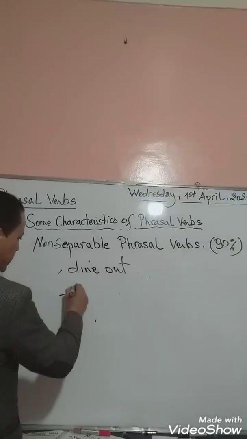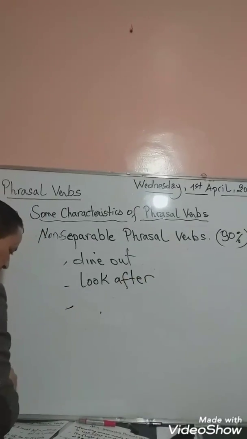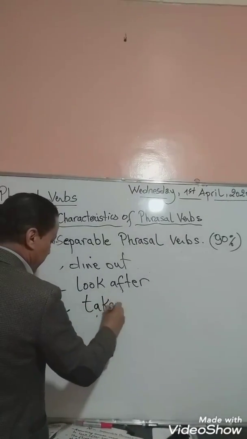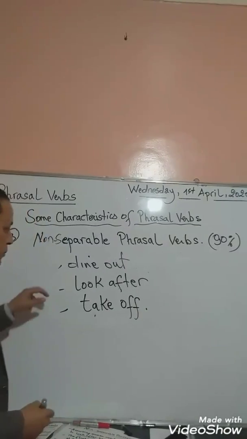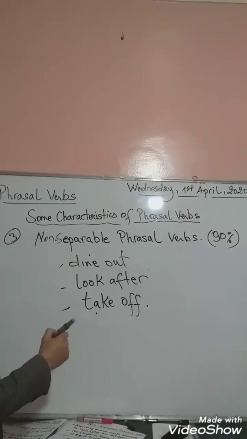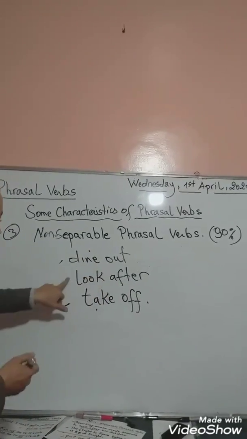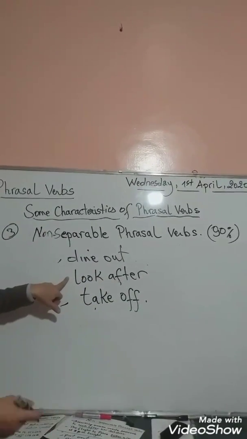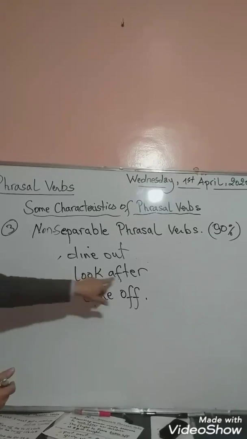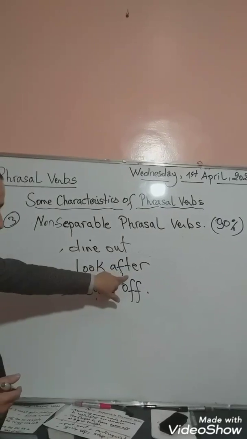Look after. We'll give an example. Take, for example, take off, in the second meaning of take off. For example, you can just say, today we're going to dine out. There is no way that you can separate the verb from the particle. For example, she is a working career woman, and she is not free all the time, so she needs someone to look after her kids. You can never say to look her kids after.